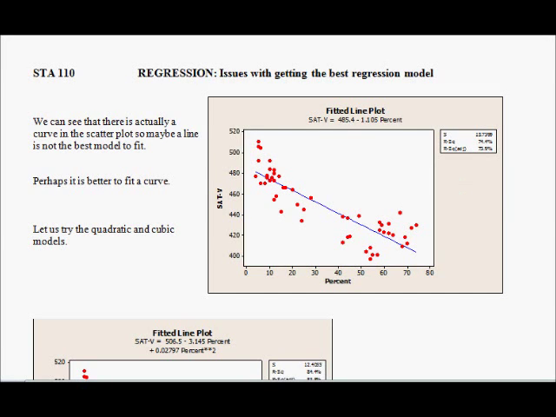In this video on regression, we're going to look at some of the issues with trying to get the best regression model. So, starting out here, we have the model we had last time. So here we've got our data from last time. We're looking at the states data still.